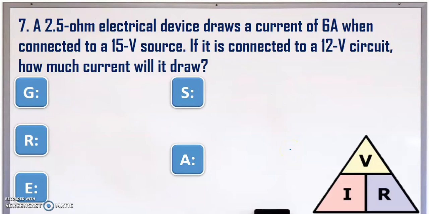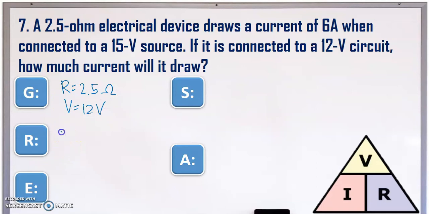A 2.5 ohm electrical device draws a current of 6 amperes when connected to a 15 volt source. If it is connected to a 12 volt circuit, how much current will it draw? The only given quantities that we need in this problem are the following: the amount of resistance, which is equal to 2.5 ohms since we're dealing with the same electrical device, and the new value of voltage, which is 12 volts.